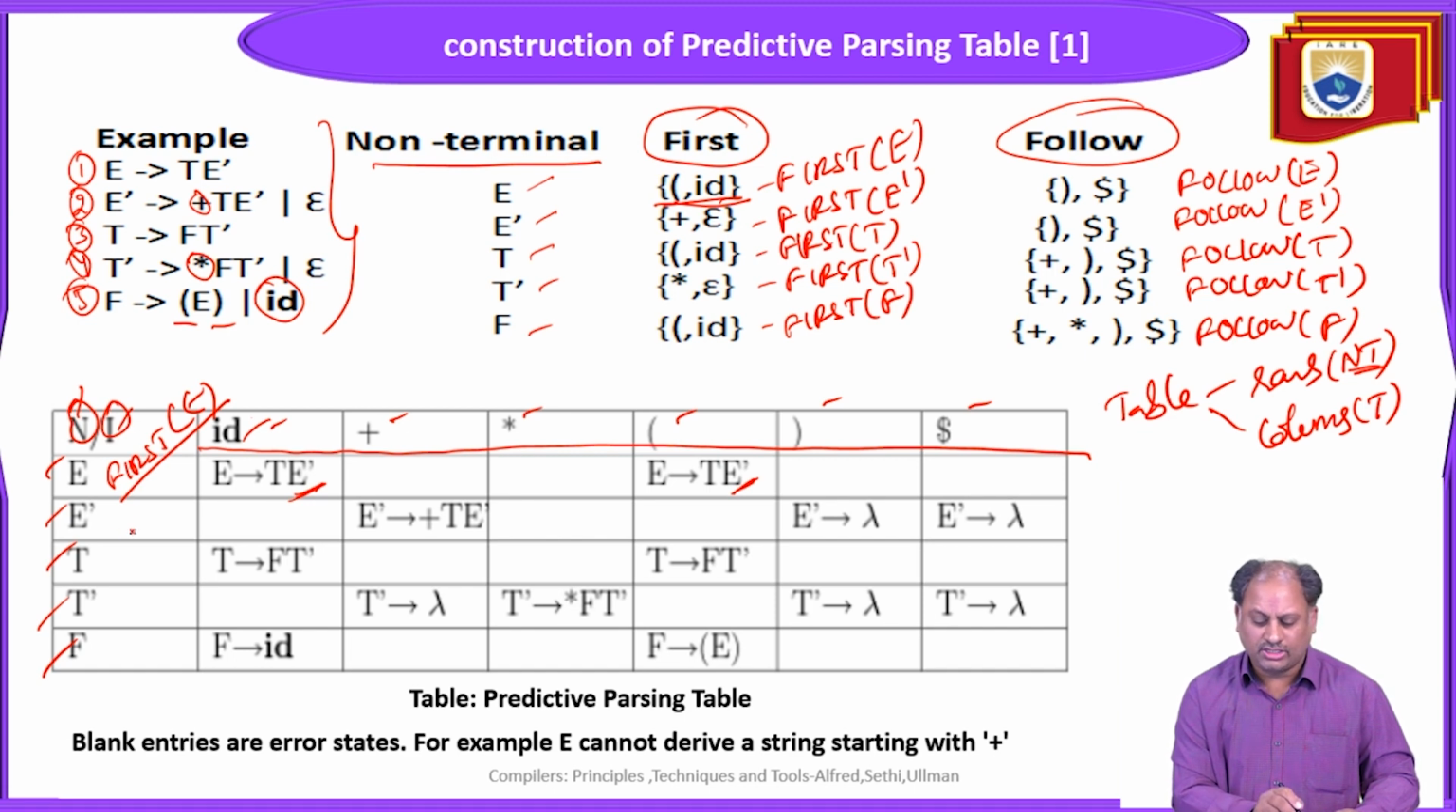Whereas if you consider the second row, that is E dash, the non-terminal. First of E dash, what is the result? Plus and epsilon. For the symbol plus, the corresponding production is E dash derives plus T E dash. Whereas for epsilon, you observe that whenever epsilon appears, we have to choose the follow of the corresponding non-terminal. What is the follow of E dash? Right parenthesis and dollar. So we write the production for right parenthesis and dollar, that is E dash derives epsilon. That is to be written carefully.